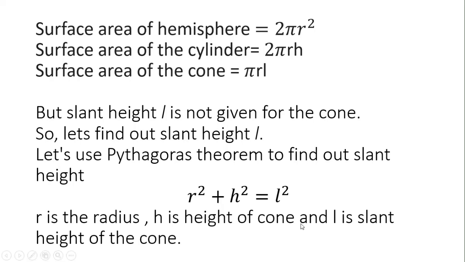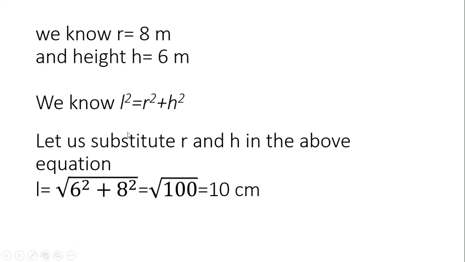Okay, how do we get the slant height of the cone? L square is equal to R square plus H square. The R value we know as well as the H value. R is nothing but the radius of the base, and H is nothing but the height of the cone. Now we are substituting the values to find the slant height.